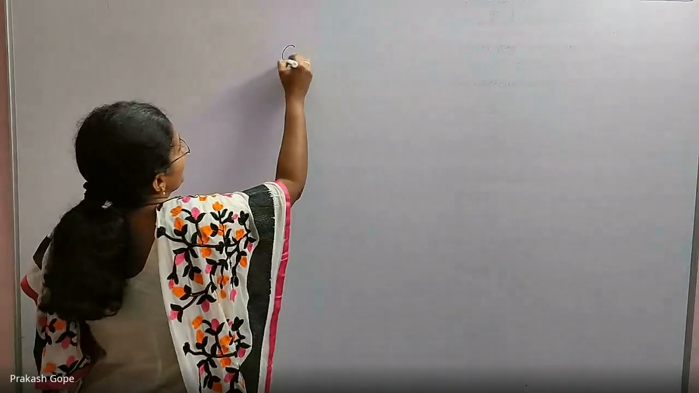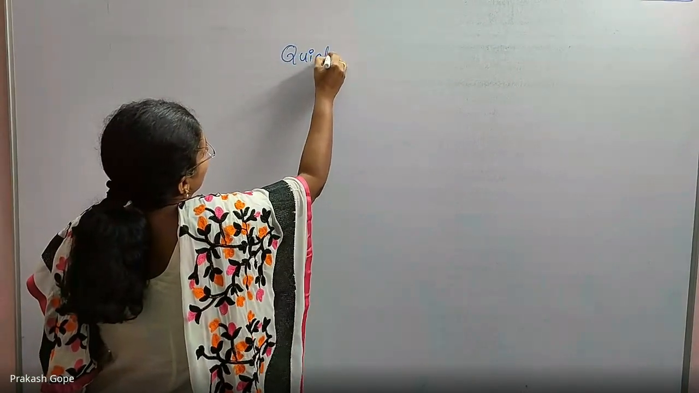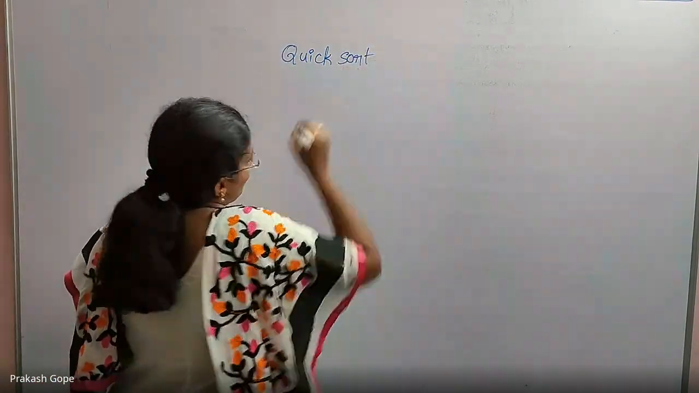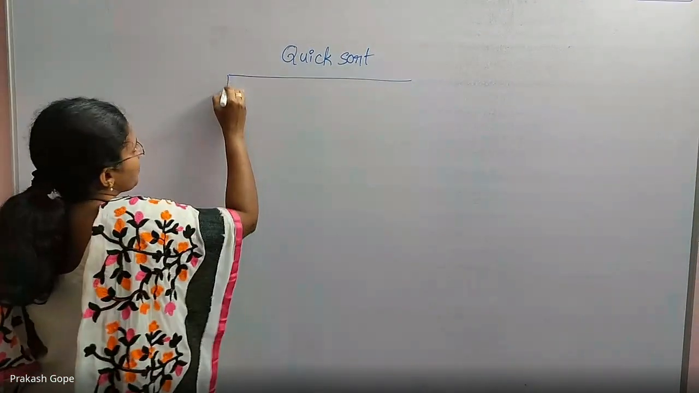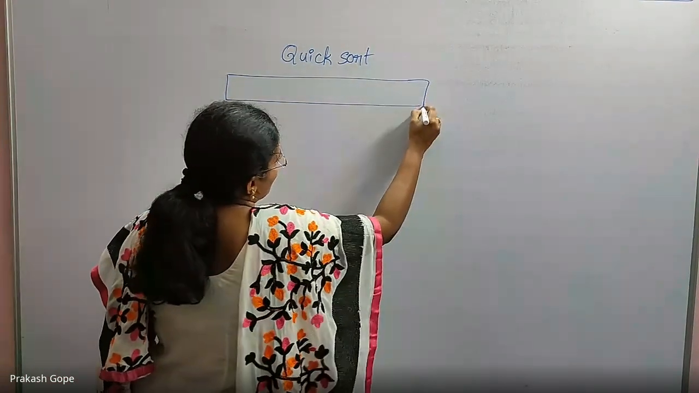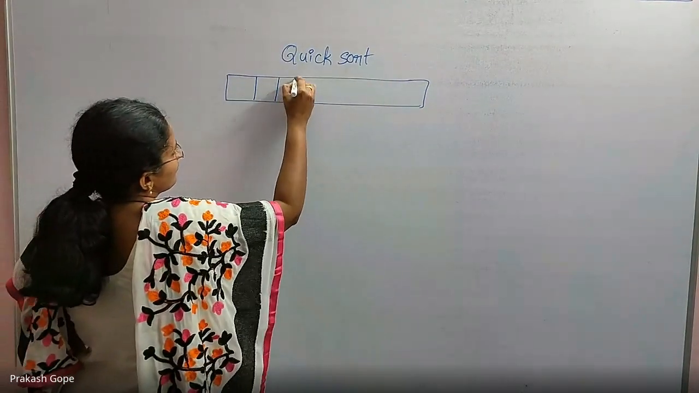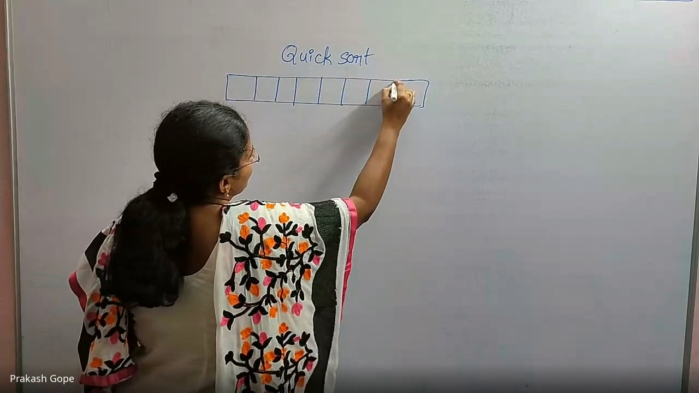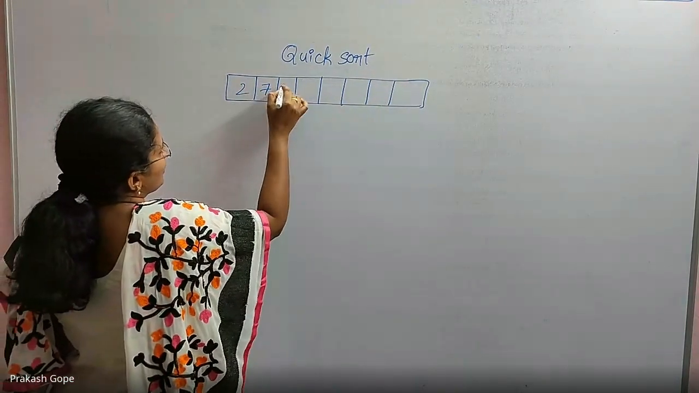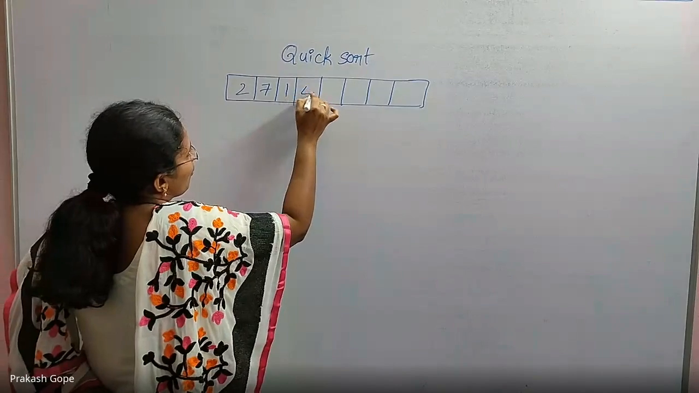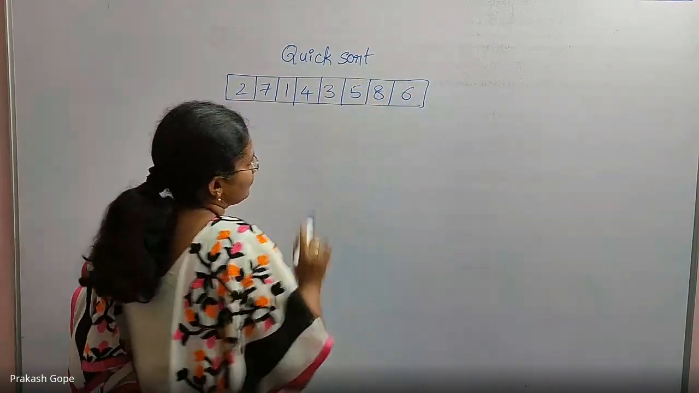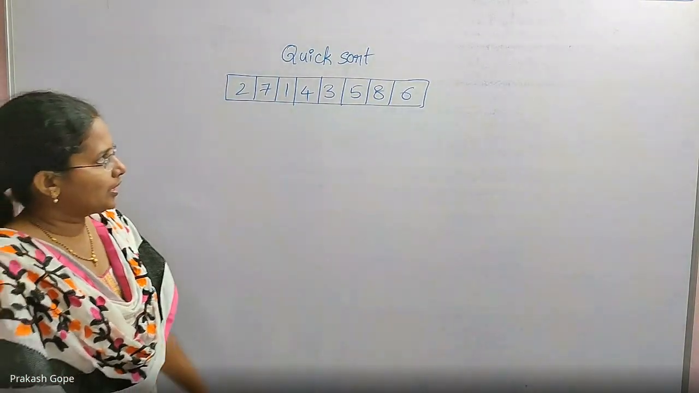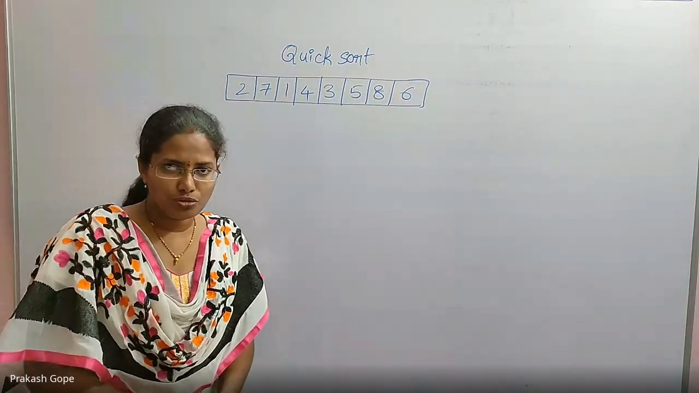Okay. Now we will see quick sort, the last topic of divide and conquer. What is the quick sort logic? Let me write some numbers. First I will explain the logic, then we will write the algorithm. Okay. So I have taken these numbers. Now our aim is to sort all these elements.